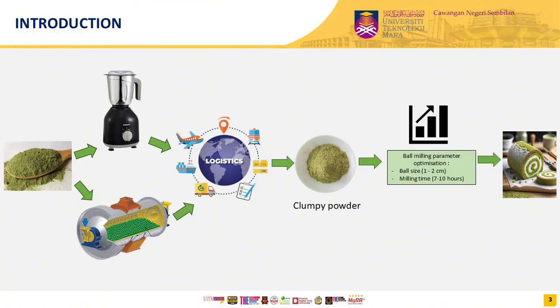Mung bean powder tends to clump due to moisture absorption, natural starches and protein, as well as compression during transport. To prevent this problem, I came up with a solution to optimize ball milling parameters, which include ball size, ranging from 1 to 2 cm, and milling time, ranging from 7 to 10 hours, used in this research.